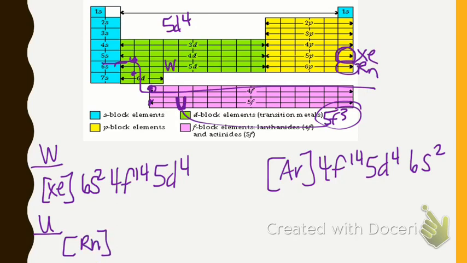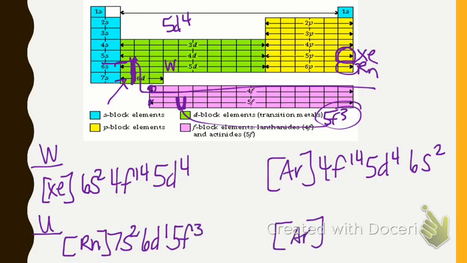And then after radon comes 7s2. But because this fits in right here, I have to grab that 6d1. And then I go down here and do 5f3. And then, of course, rearranging would be 5f3, 6d1, 7s2, putting them in order of energy levels. Okay, so the difference is if I'm stopping in the F block or if I'm just grabbing all of the F blocks.